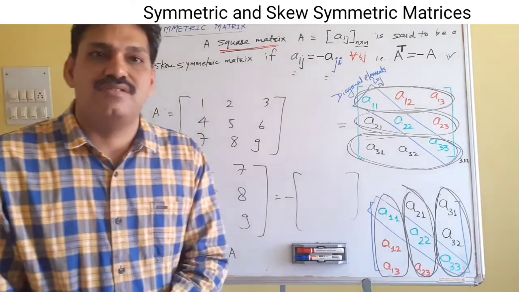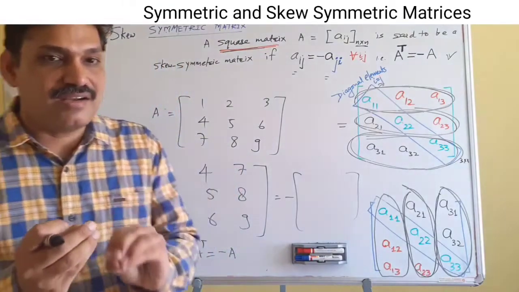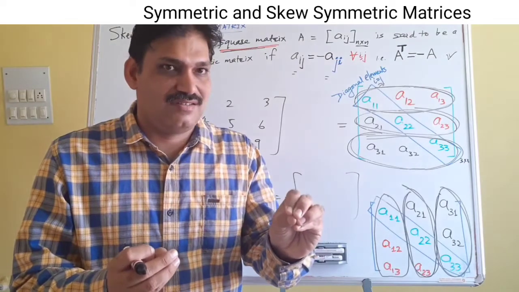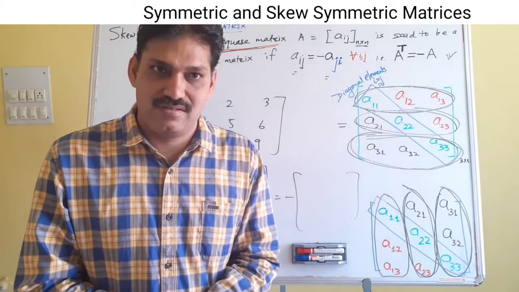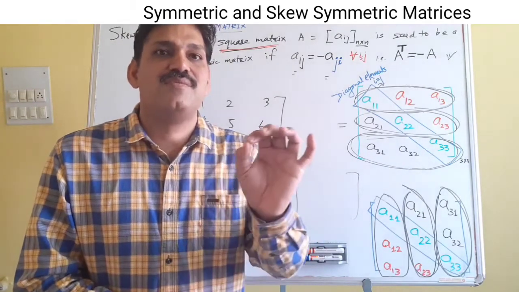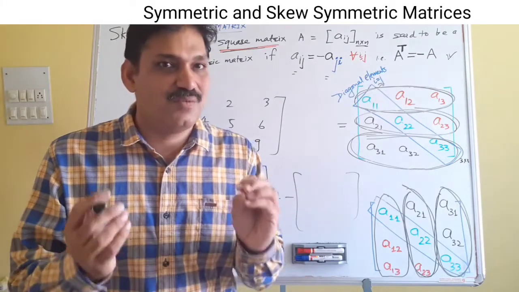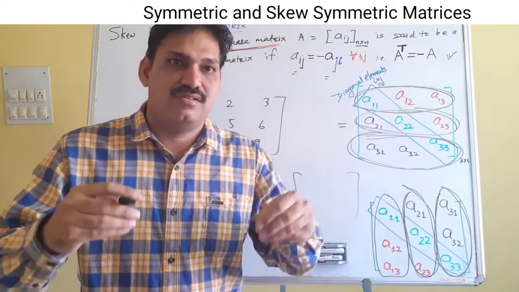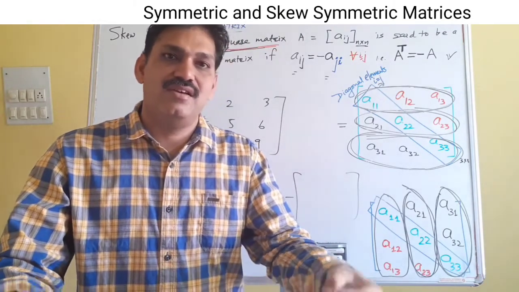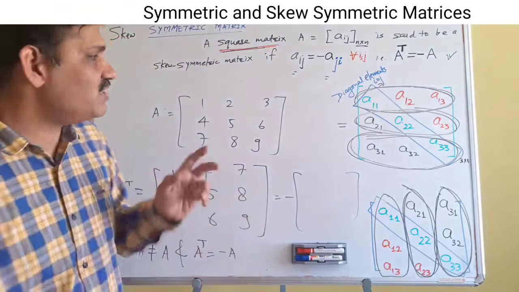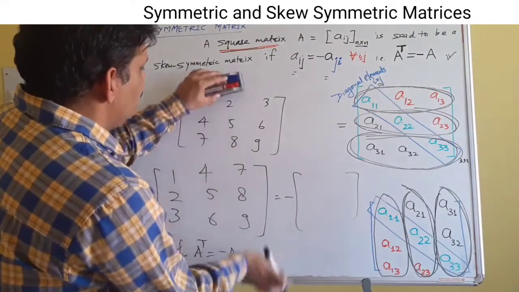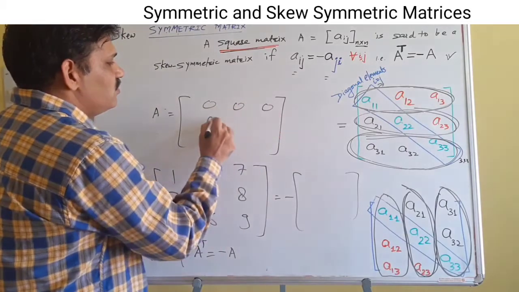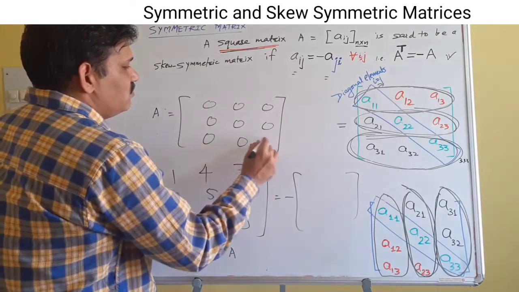One more question comes: can a matrix be symmetric as well as skew symmetric? Yes, the answer is yes. A zero matrix of square order is symmetric as well as skew symmetric, because it fits the definition of symmetric and skew symmetric matrix: 0, 0, 0, 0, 0, 0, 0, 0, 0.